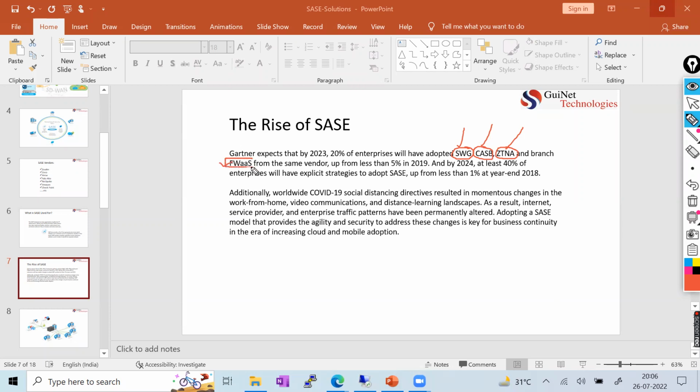If any company is going to adopt all four of these components that you can see here, that means they are adopting SASE. So SASE is nothing but a combination of the secure web gateway, CASB, zero trust network access, and firewall as a service. If you combine all four things together, it becomes SASE, right?